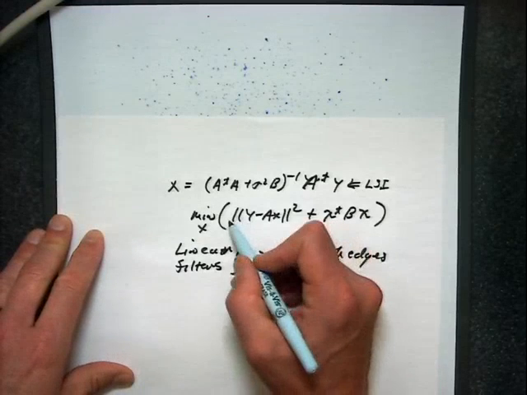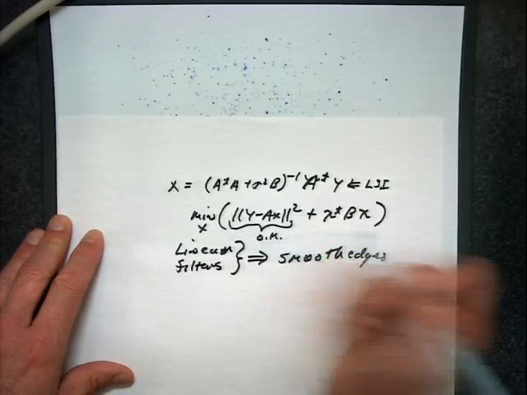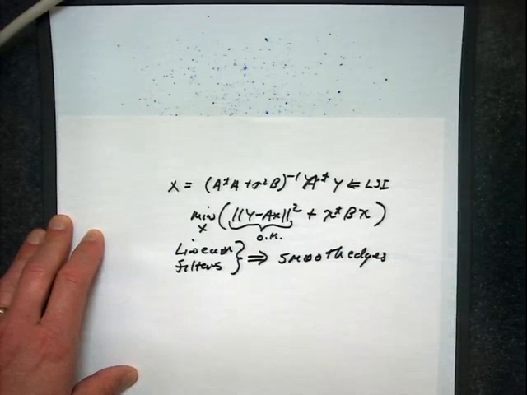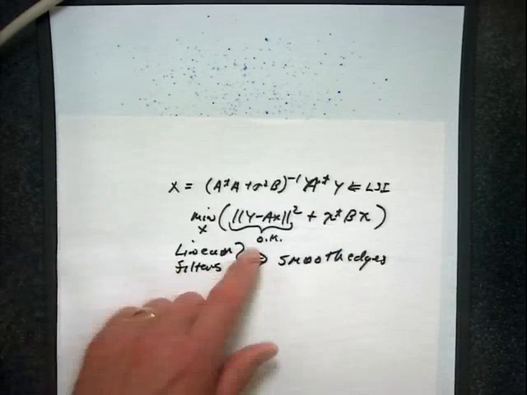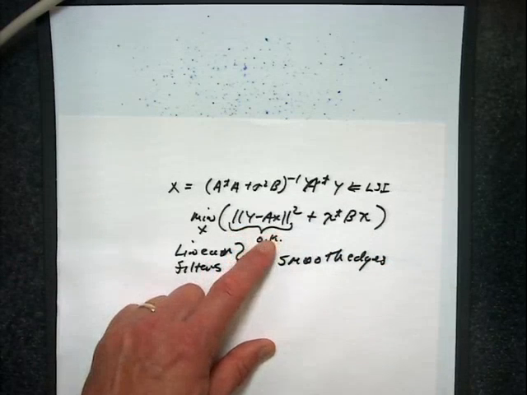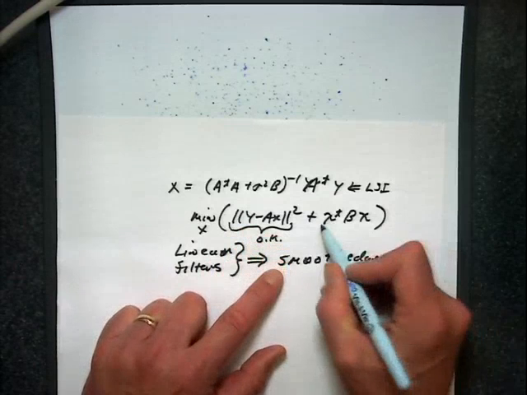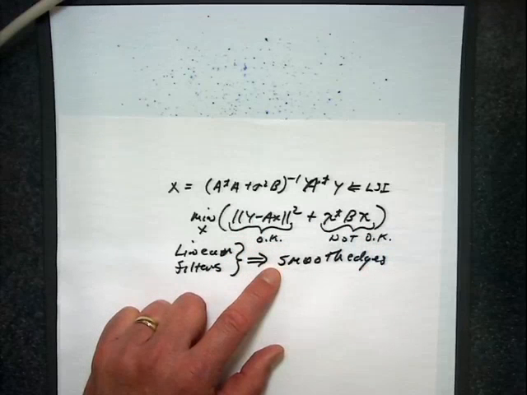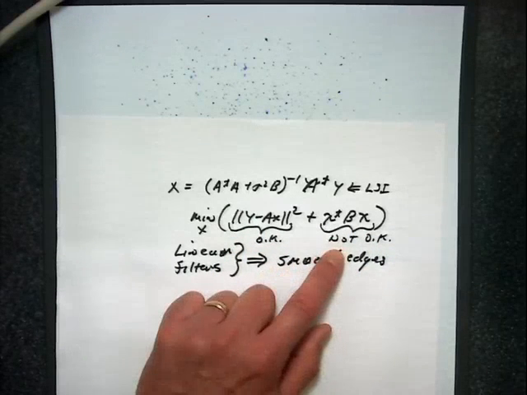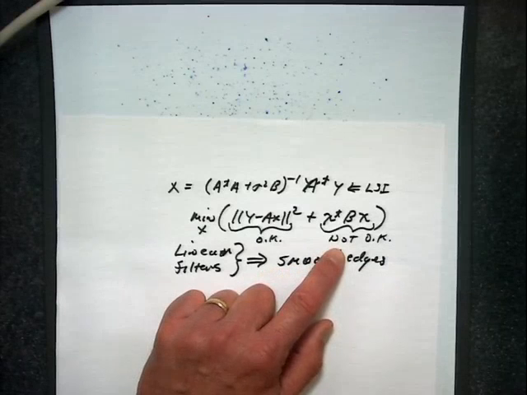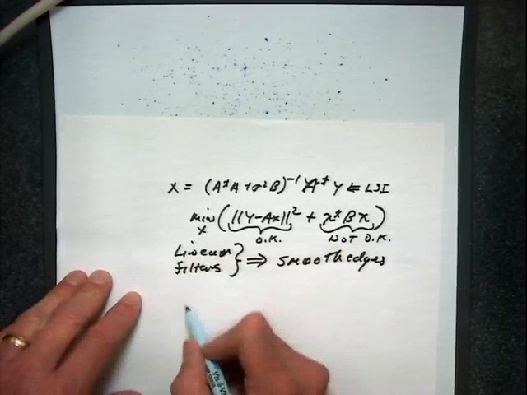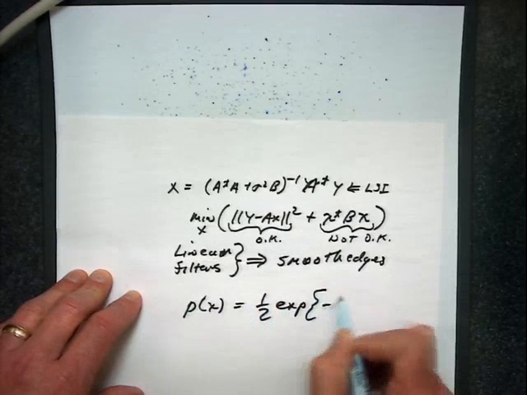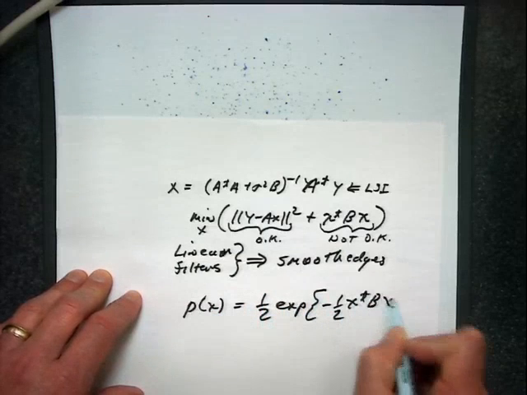So this is okay in a lot of applications, because in a lot of applications, what's really happening is that the image is blurred by some kind of linear filter, and so that's an accurate model. This part here is not okay. Why is this not okay? Because this is implicitly assuming that the probability distribution for the image has the form exponential of minus 1/2 x transpose Bx.